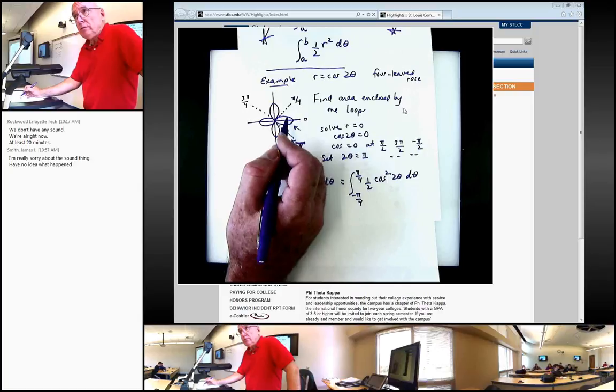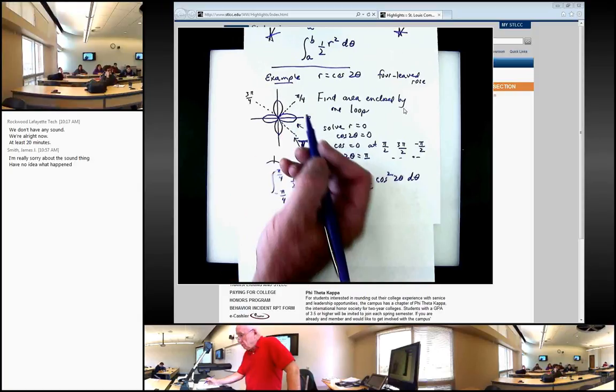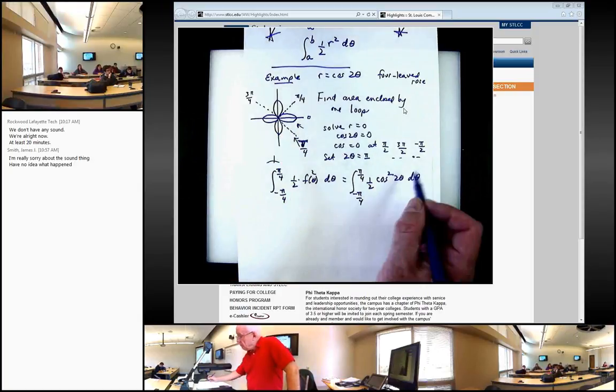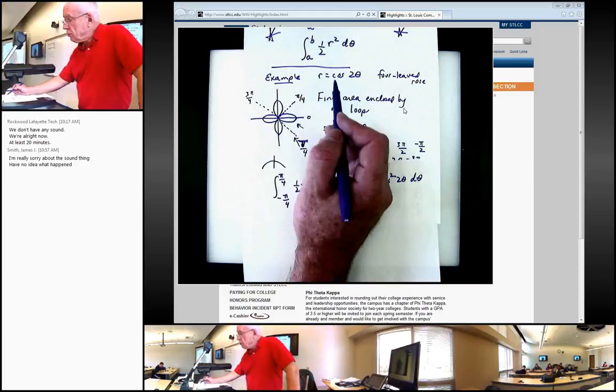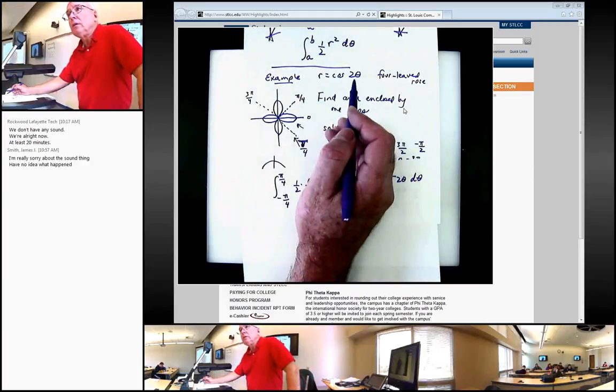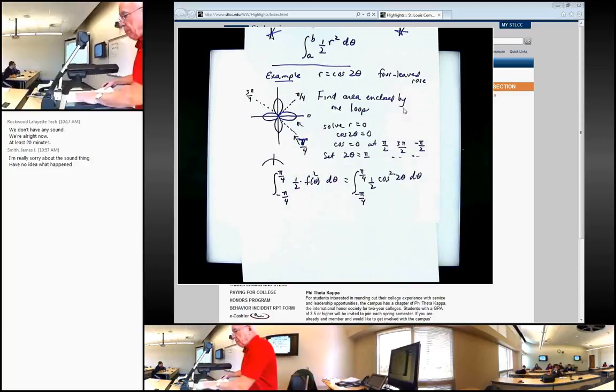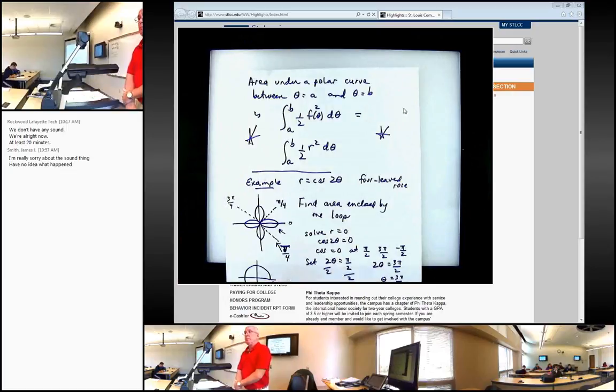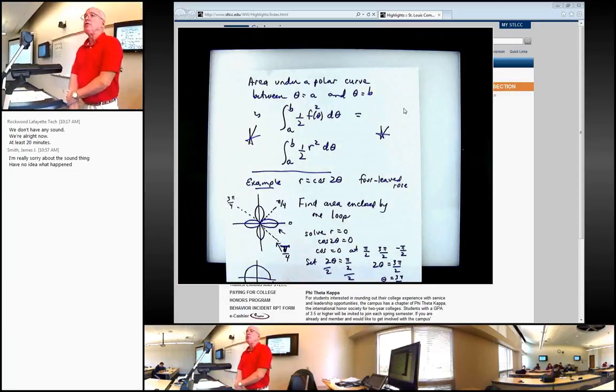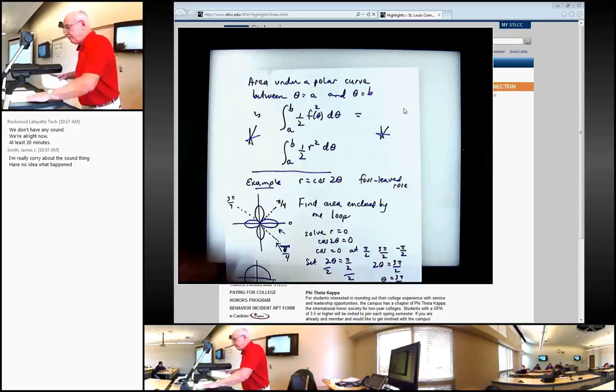Kat, Jenna, what's your question? Why is it cosine squared theta? Because r is equal to the cosine of 2 theta, how is that cosine squared? Because the formula is 1/2 r squared d theta. If r is equal to the cosine of 2 theta, then 1/2 r squared is 1/2 cosine squared of 2 theta. I'm just plugging in the formula. Okay? All right.